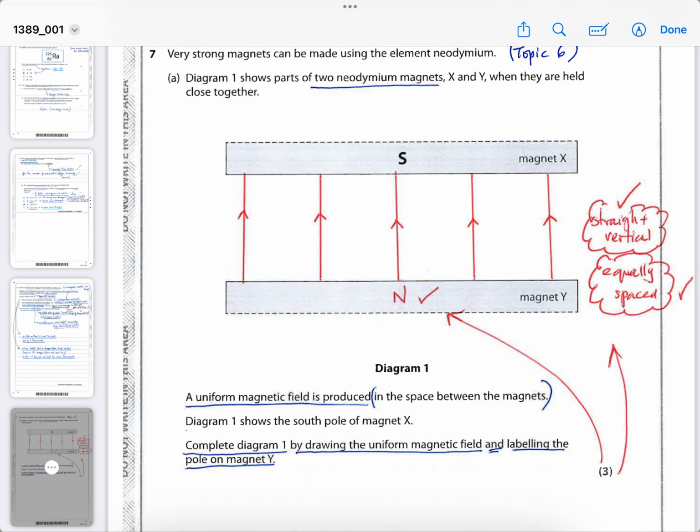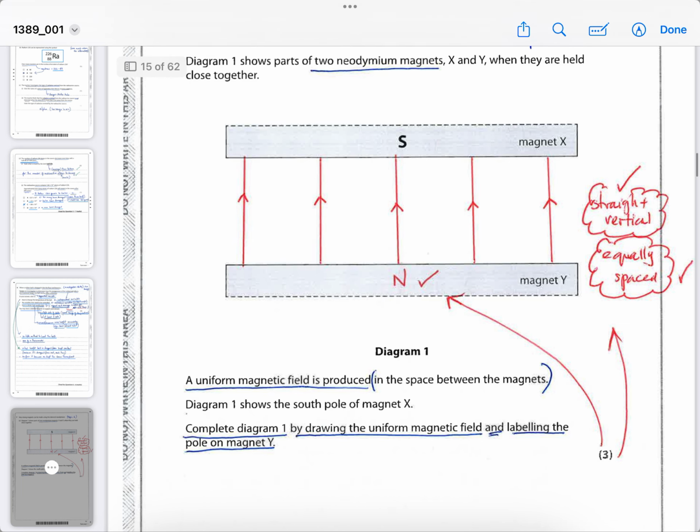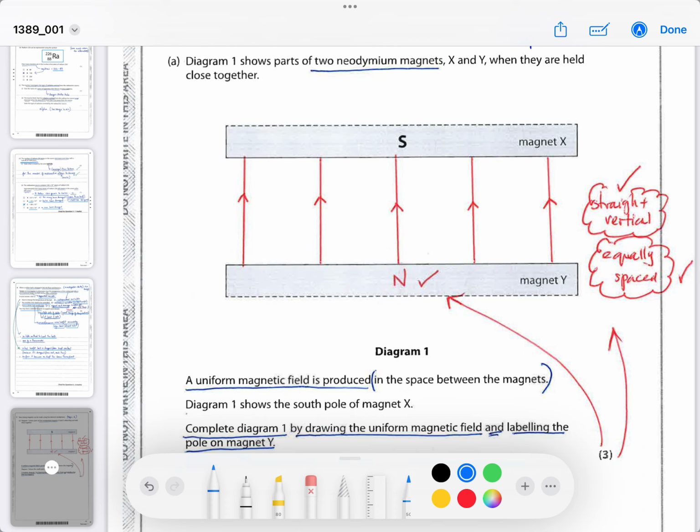So they've left it off. So how do you do that? You want 3 marks to do this question. So the 3 marks is 1 for labeling this as the north pole. That's magnet Y, because magnet X was the south pole.